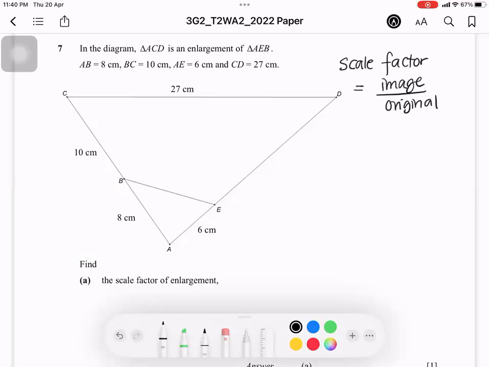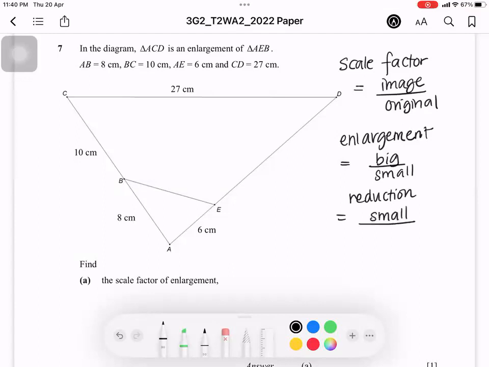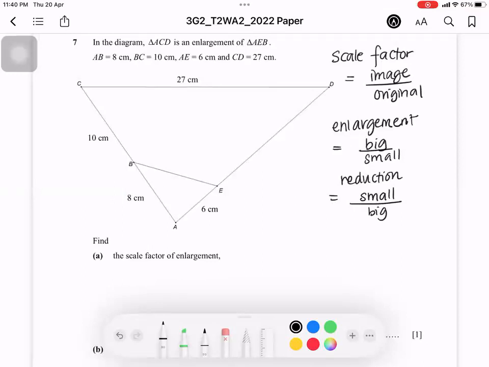Another way that can help you remember: enlargement, right? If it's an enlargement, the figure becomes bigger, so the final image is actually bigger. So for an enlargement, the scale factor can be found by taking big over small. If it's a reduction, the figure becomes smaller, so for a reduction, the scale factor is small over big. Okay, this maybe can help you to remember which one over which one. If not, then just remember image over original.